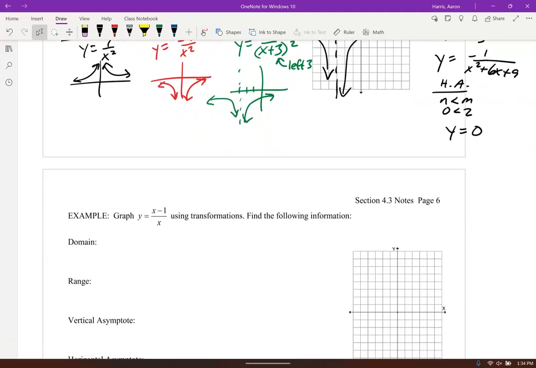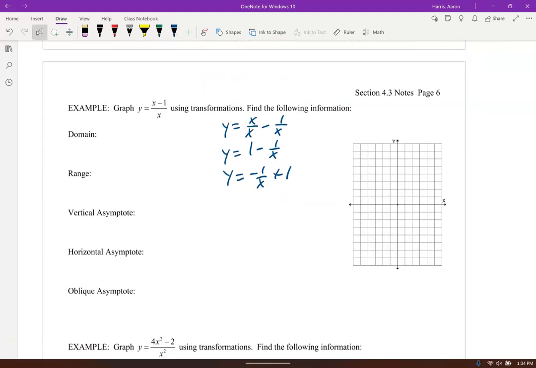Before I think about this with transformations, I would say, well, that x on the bottom is a common denominator. So this is the same thing as x over x minus 1 over x. In other words, 1 minus 1 over x. In other words, negative 1 over x plus 1. Now I'm getting somewhere. So this is similar to 1 over x. So I'm like, okay, here's my 1 over x.